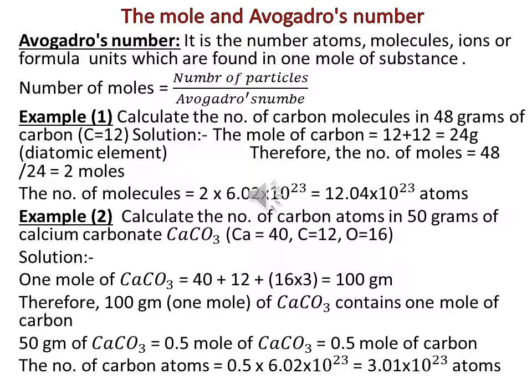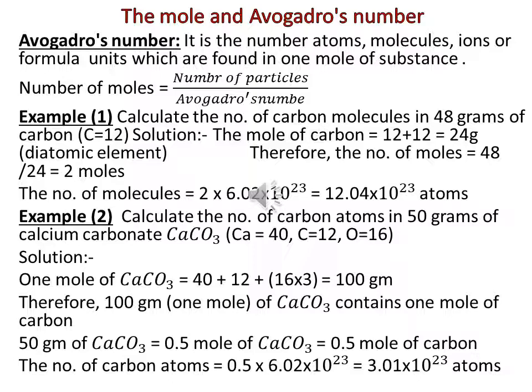Now, I'll talk about the mole and Avogadro's number. Avogadro's number is the number of atoms, molecules, ions, or formula units which are found in 1 mole. To calculate the number of moles using Avogadro's number, the number of moles equals the number of particles divided by Avogadro's number.